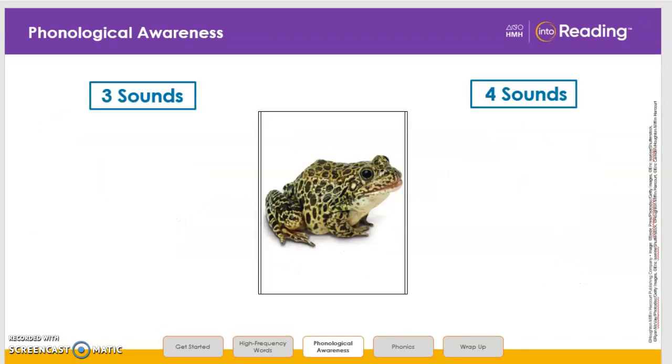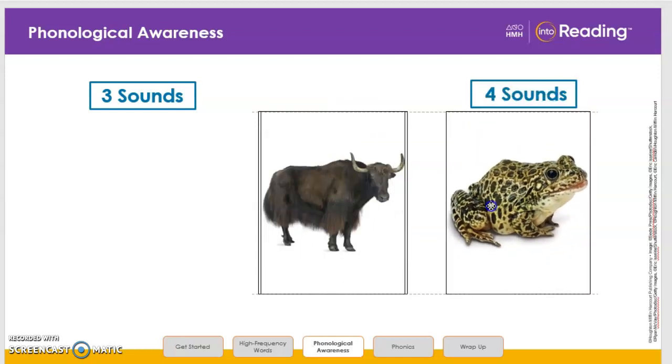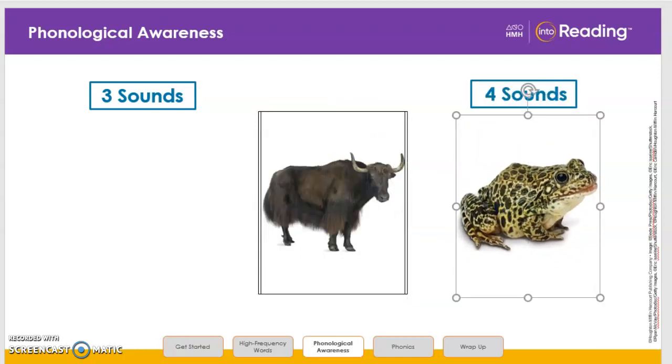Now we're going to play a game. We're going to sort picture cards into 2 groups, words with 3 sounds and words with 4 sounds. So look at the first picture, frog. What sounds do you hear in frog? How many sounds are in frog? There are 4. Remember to hold a finger up for each sound if that helps you keep track of the number of sounds. So where should we put the card frog? We should move it over to the 4 sound column.